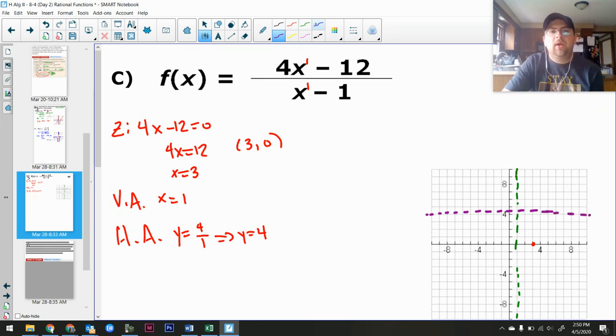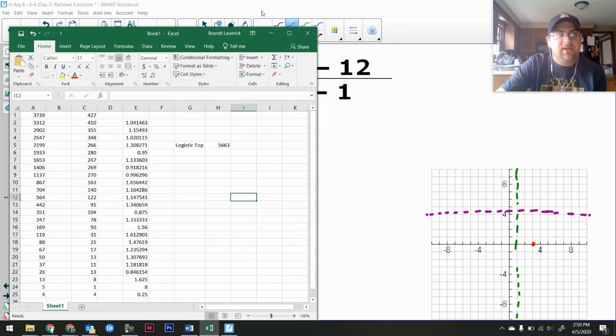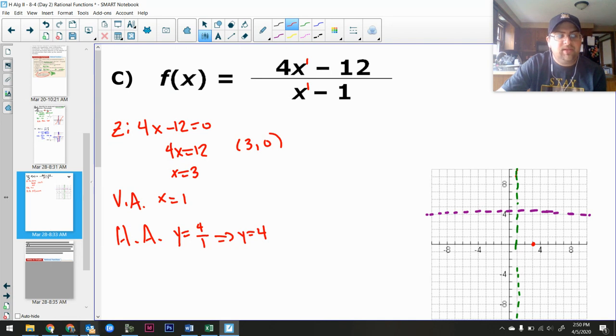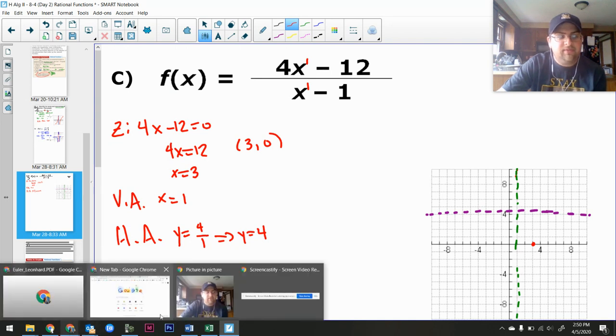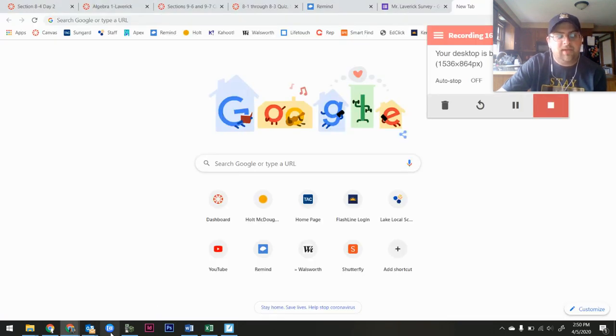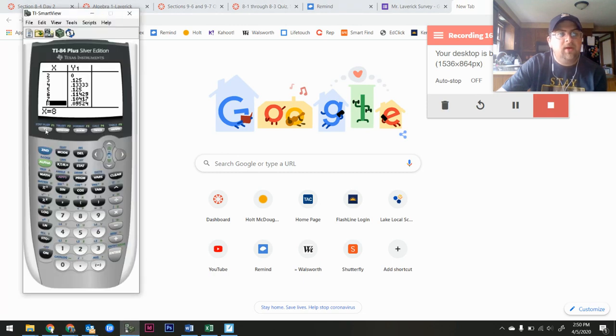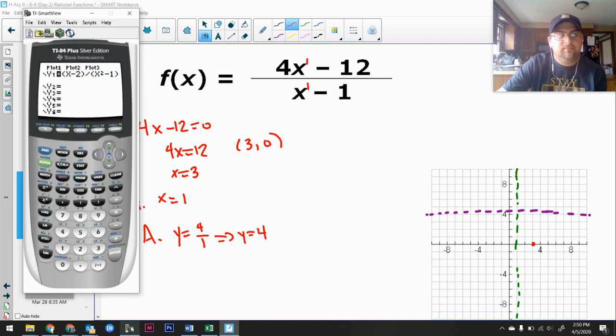Sorry. All right, so now when I go to graph it, let's put it in red here. I go to my calculator again. It's 4x minus 12. Where's my calculator? Parenthesis 4x minus 12.